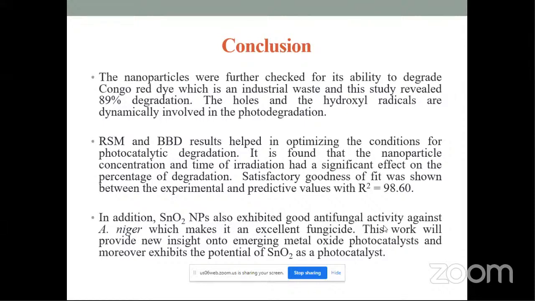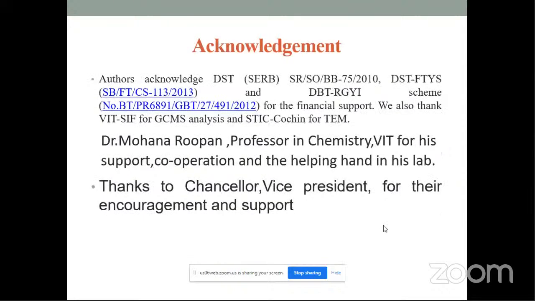Moreover, this nanoparticle has good antifungal activity against Aspergillus niger, which makes it an excellent fungicide. So this work shows the emerging value of metal oxide photocatalysis, and it gives a very good result that SnO2 is acting as a very good photocatalyst.